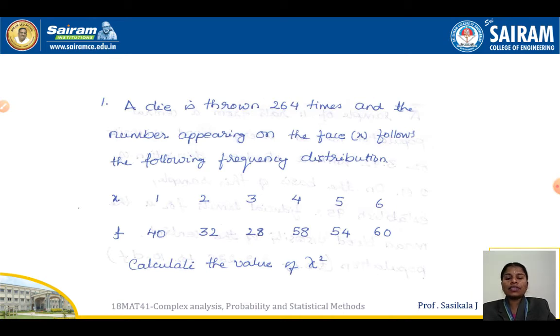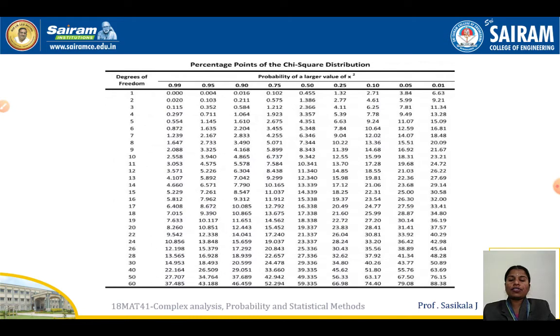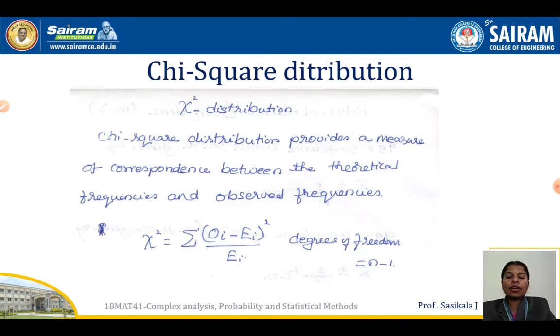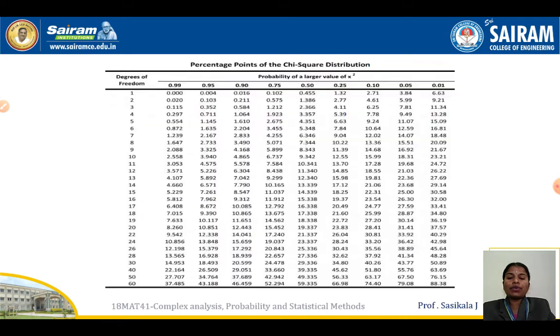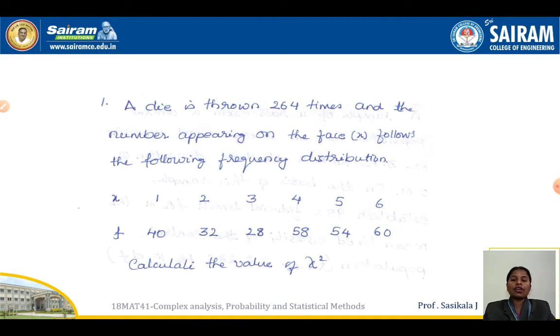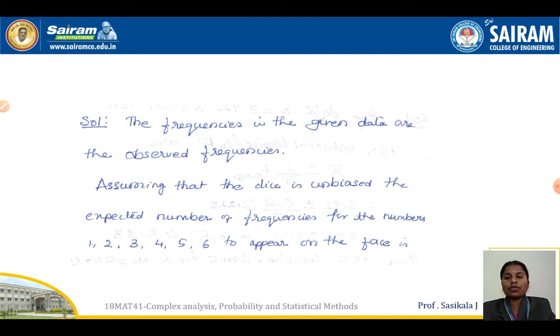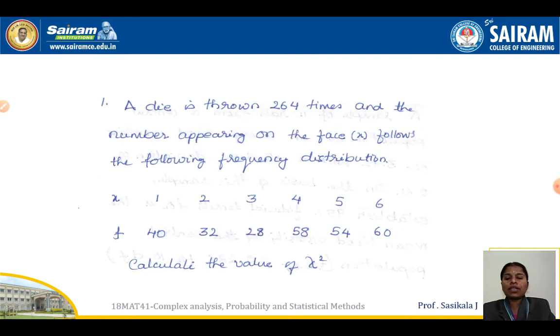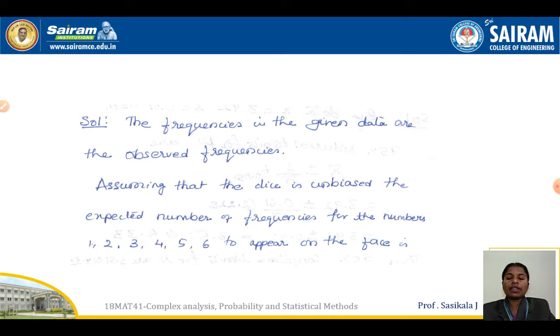The question directly asks to calculate the chi-square. As per the formula, it is observed frequency minus expected frequency. We are going to find the observed frequency from the frequency data, and also calculate the expected frequencies. Once you have found these two frequencies, you can go directly with the chi-square formula. So, the solution: the given data, 40, 32, 28, 52, 58, 54, 60, is called the observed frequency.